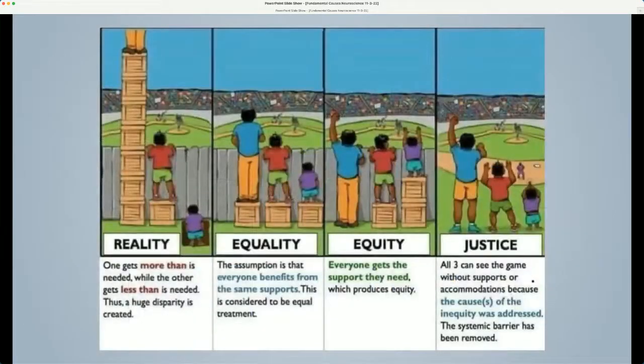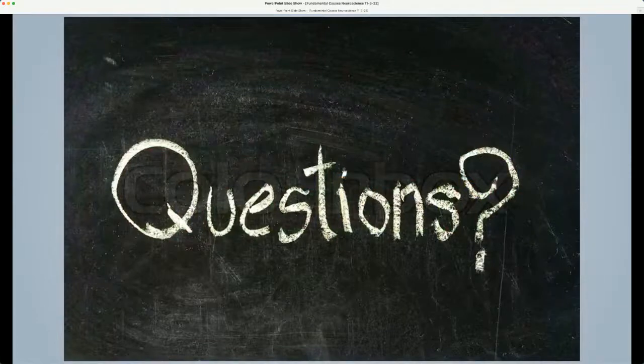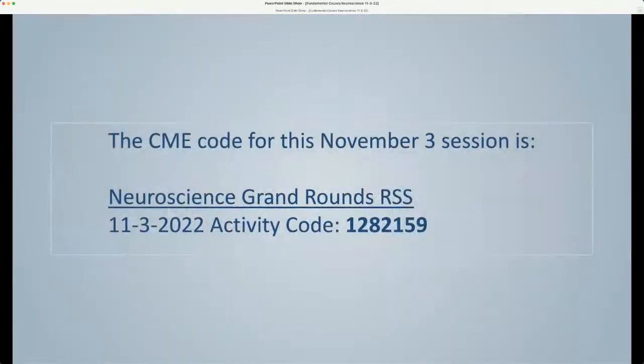We want to get to justice. We don't need these half steps and intermediate steps. As you can see here, we need to get to where there are no barriers, no accommodations necessary, because systemic and structural racism has been removed. I don't think I've left hardly any time here. I'm sorry. Here's your code again. And with that, I'm going to stop sharing this screen if I can do that.